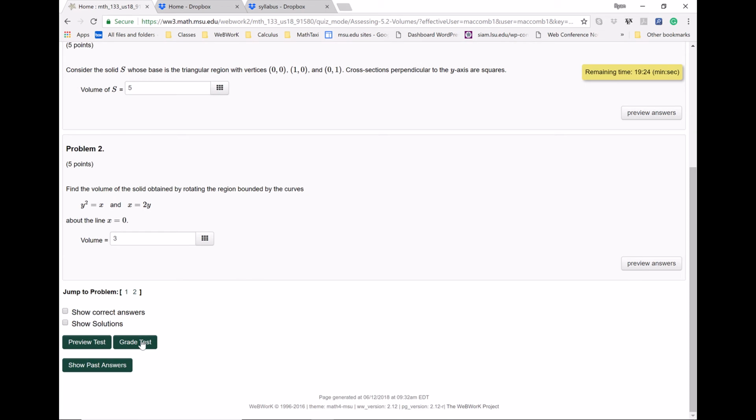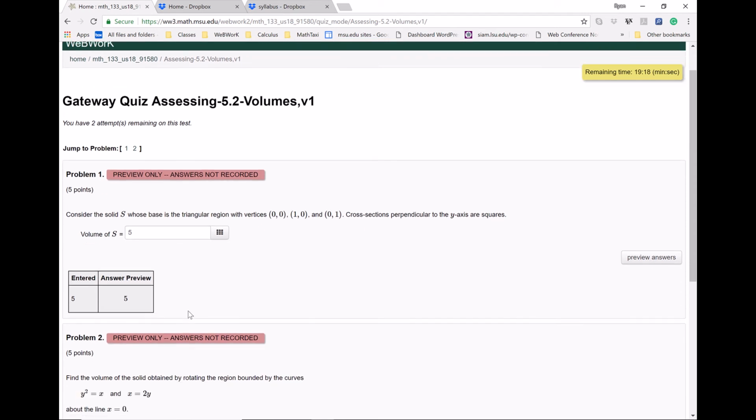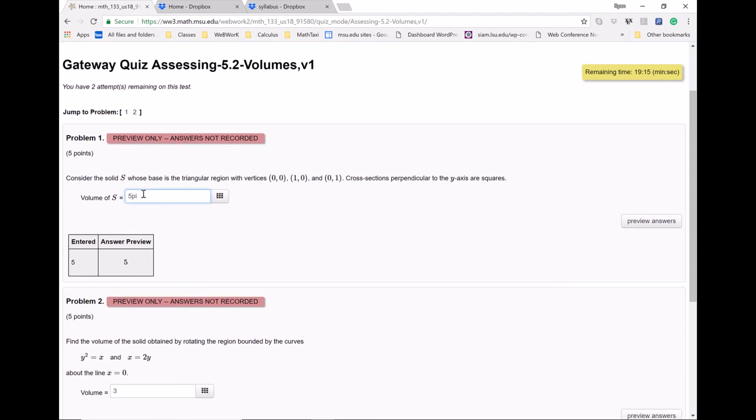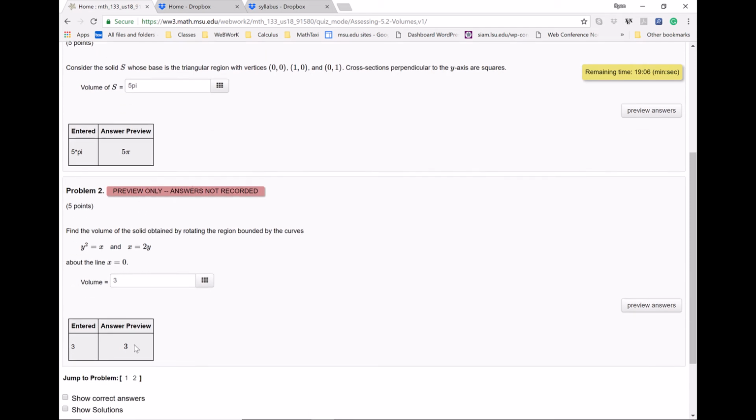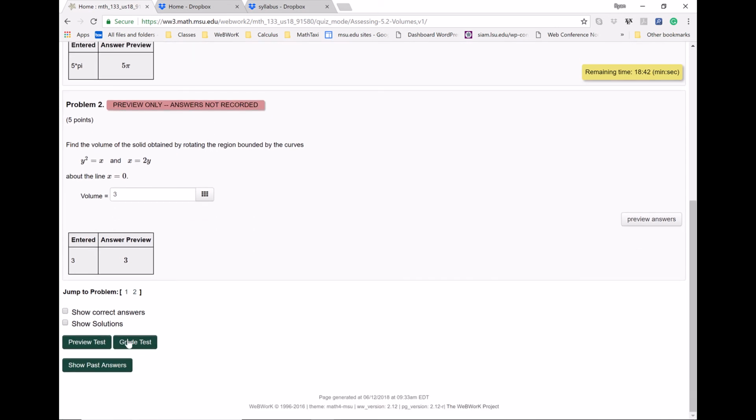I can go down here, and first of all, I can preview, and make sure, especially for complicated answers, for instance if I had a pi, that it's coming out the way that I think it is. So it's 5 pi, good. This one's 3, good. You can also click on this right here and it'll show it to you live. So if you had something more complicated, 5 pi minus 1, it'll show you that. Oh, I thought it was 5 times pi minus 1. You can remember parentheses. So this shows you live the answers that you're entering. Okay, let's say I'm happy with my answers now, and I want to go ahead and click grade test.